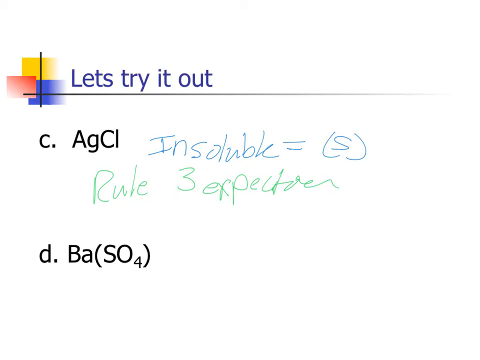D. Rule 1 says group 1 and ammonium, and barium is not one of those. Rule 2 says acetates and nitrates, well, they both end in ATE. Well, this is sulfate, and that is SO4, rule 4. And therefore, I actually have, again, an exception to the rule, and therefore it is insoluble, meaning it is going to be seen as a solid. And why? Rule 4 exception.